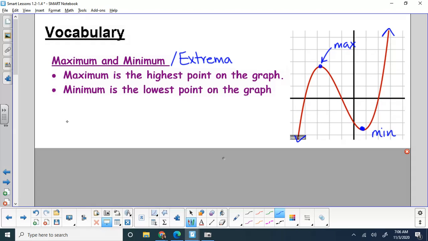And then I just want to put one more comment out here. Be careful because sometimes it just asks for the y value. So be careful here. When you are answering the questions, they may just ask for the y value or the y coordinate of the maximum and minimum. And sometimes they want the whole point. So reading the directions is going to be very important.